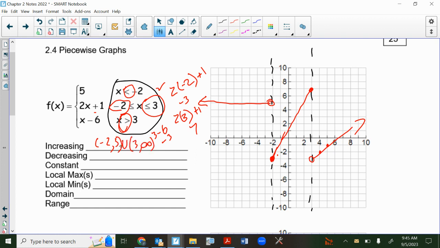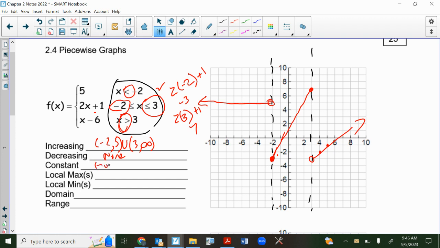Now, this one is a little interesting of an example because it is still increasing, but from this point at 3 down to here, it actually jumps down a lot. So that's why I would just have it as 2 separate intervals. Had it been increasing from the same spot, then I would have it as 1. Okay, decreasing, there is none.